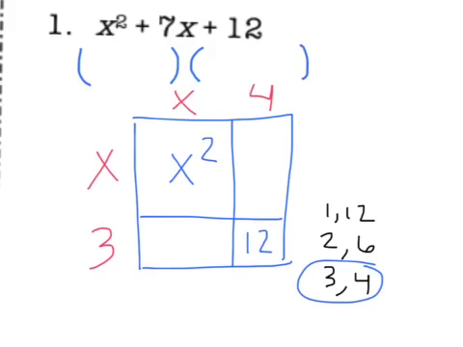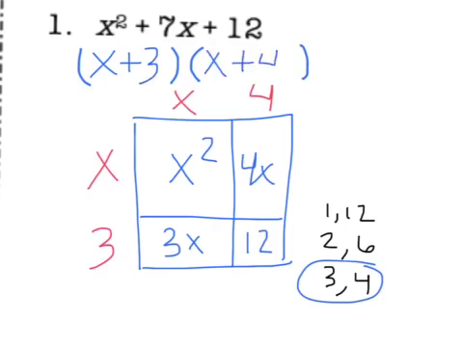And if I fill in the rest of the picture, if I do the 4 times the x, I'd get 4x. And if I do the 3 times the x, I get 3x. And together, the 3x and the 4x would combine together to give us that 7x that we're looking for. So the side lengths now tell us what our factored expression is. It's x plus 3 times x plus 4.